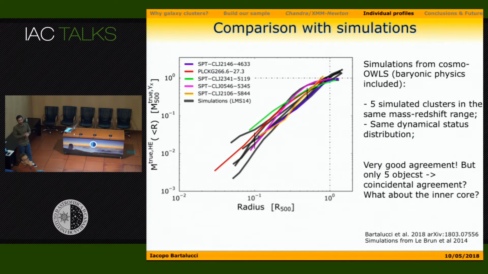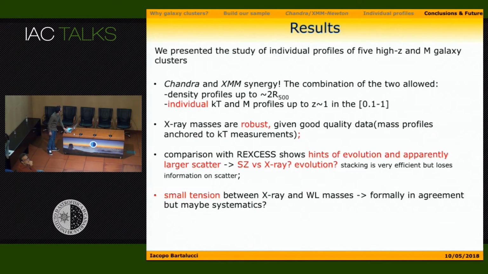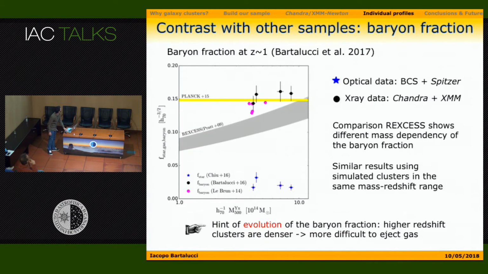Someone else want to have something? Could you show us the plot with the baryon fraction? Here it is. Okay.